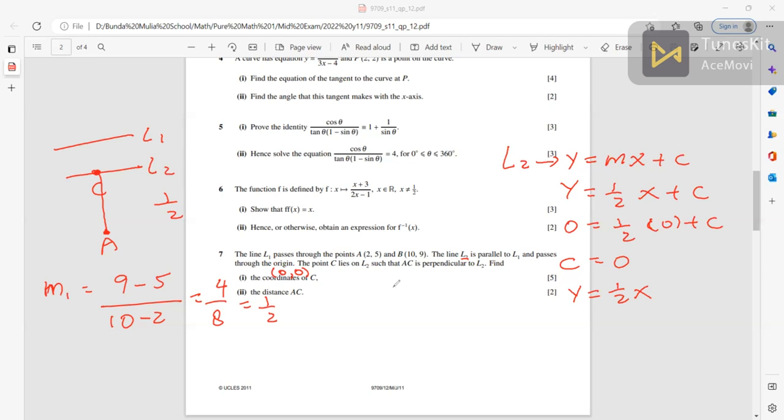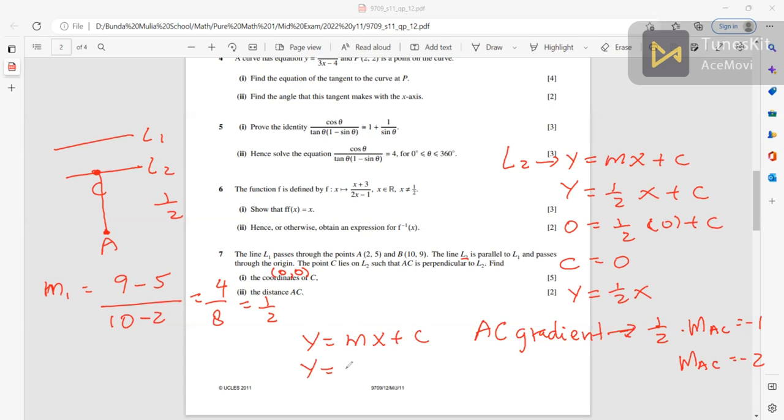And then it says that AC is perpendicular to L2. So the AC gradient will be: half times the gradient of AC equals to minus 1. So the gradient of AC equals to minus 2. So we can get the perpendicular: y equals to mx plus c, so y equals to minus 2x plus c.